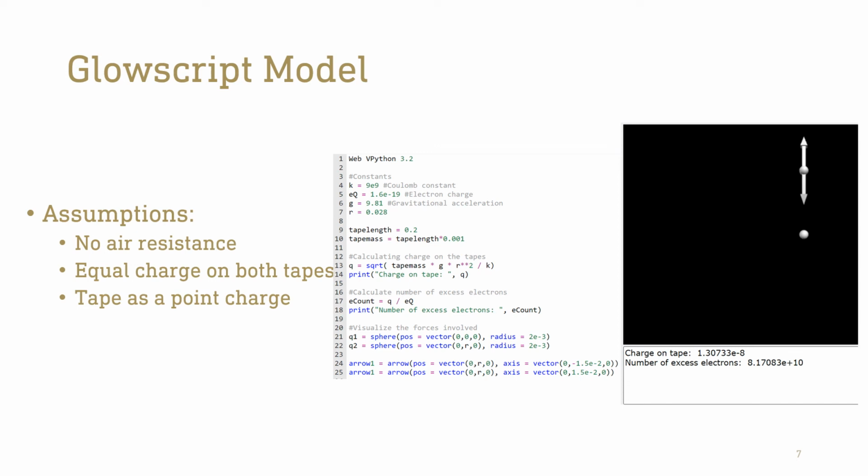The model produced the result on the right. So you can see the gravitational and electrical forces cancelled each other out when the tapes were at 0.028 meters apart.